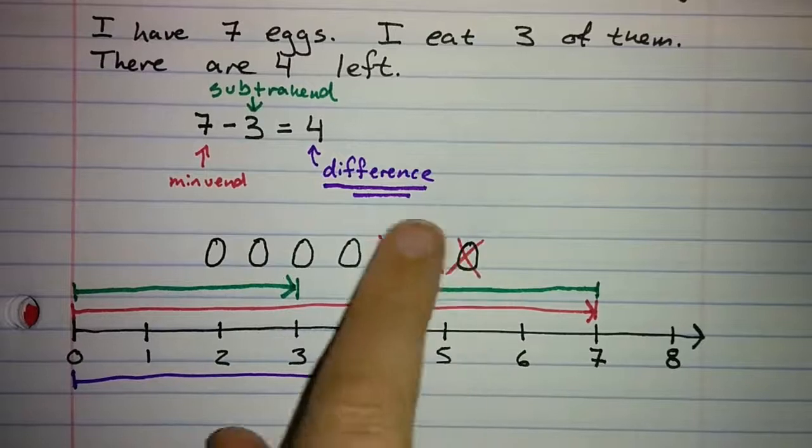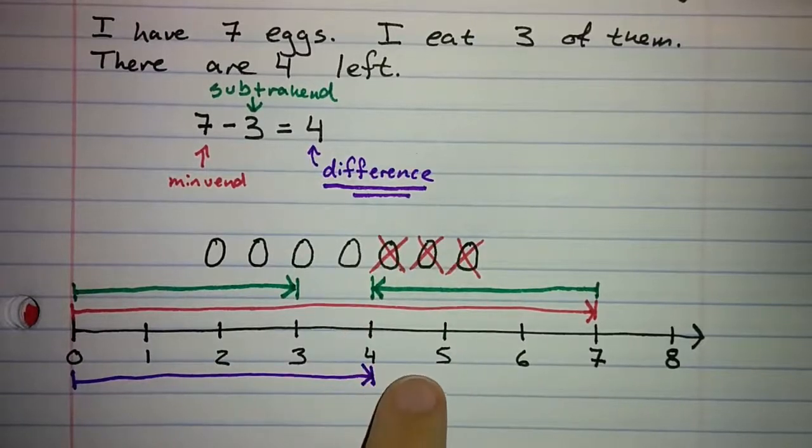Again, the reason that we understand subtraction in this way on the number line is that having this understanding in the whole numbers is going to help us when we move on to work with more complicated numbers.